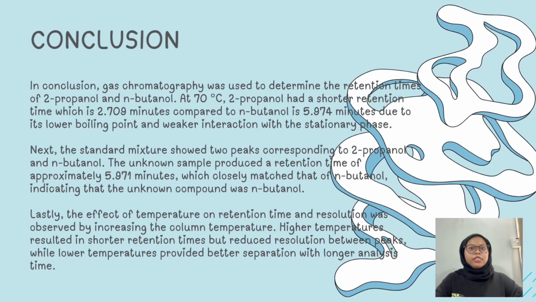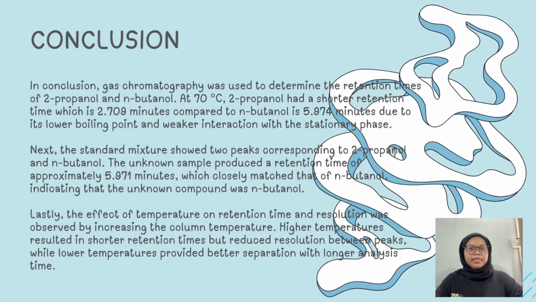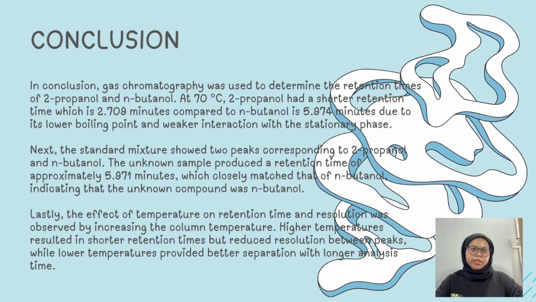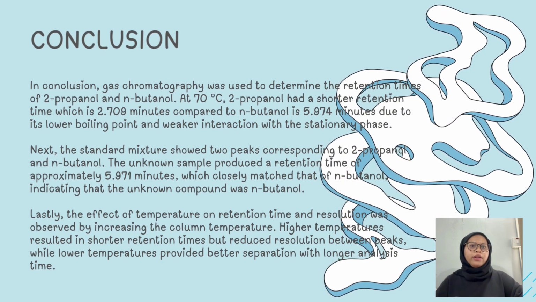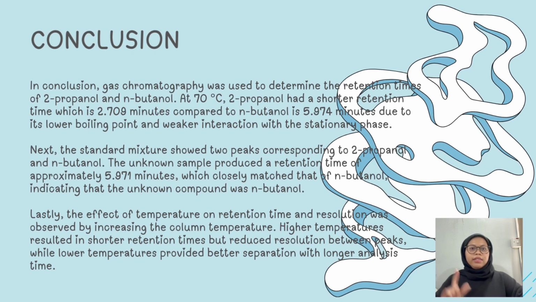Our last slide is conclusion. In conclusion, gas chromatography was used to determine the retention time of 2-propanol and N-butanol. At 70 degrees Celsius, 2-propanol had a shorter retention time, which is 2.709 minutes, compared to N-butanol at 5.974 minutes, due to its lower boiling point and weaker interaction with the stationary phase.